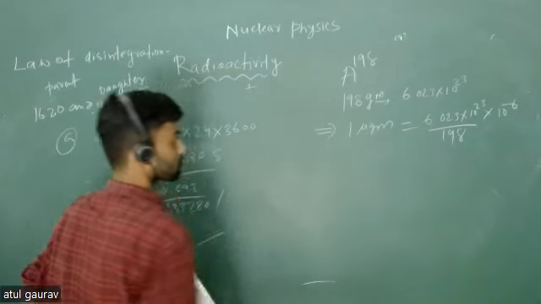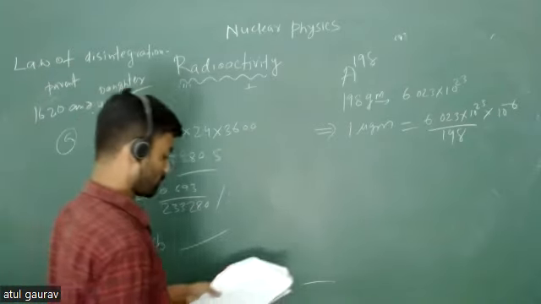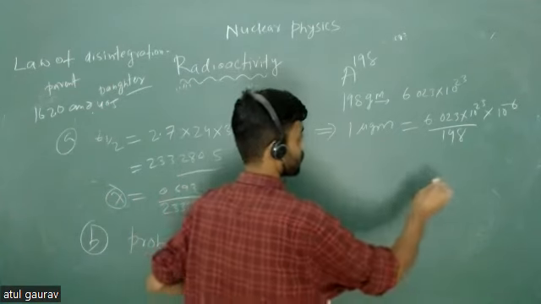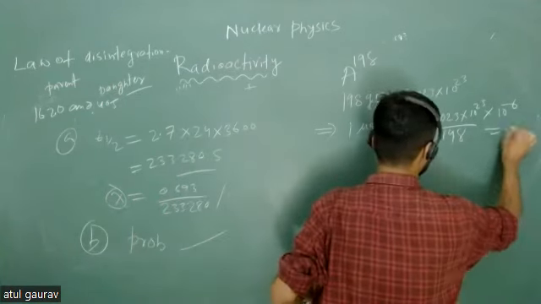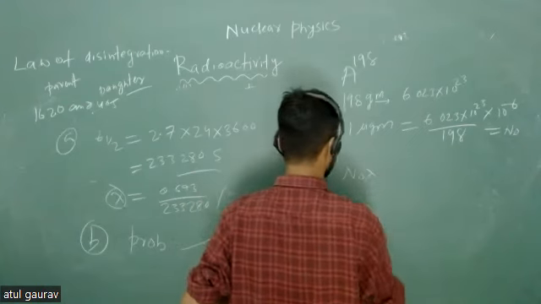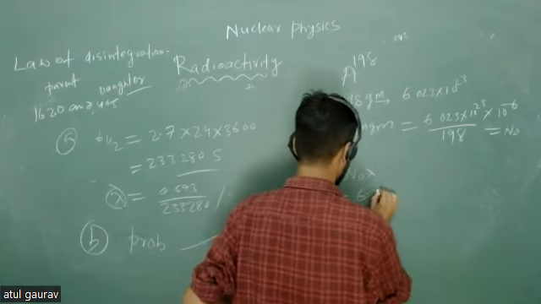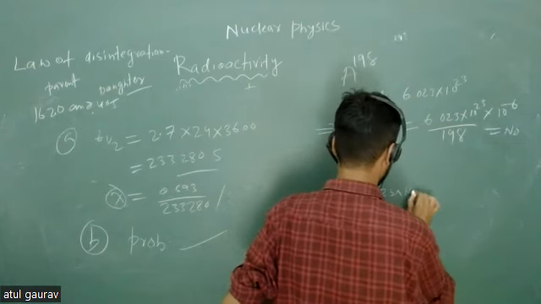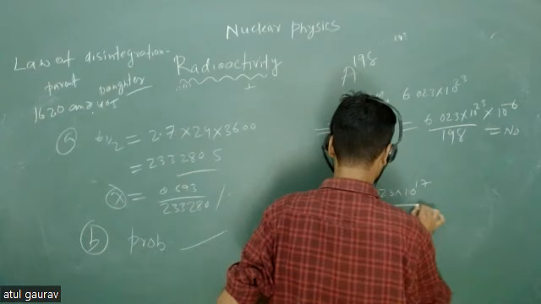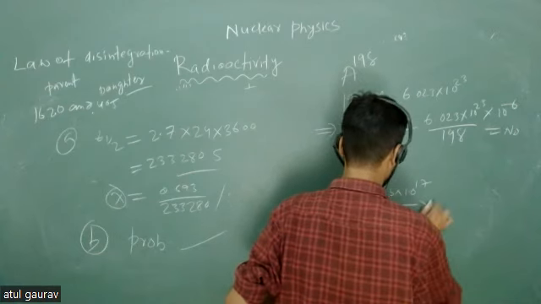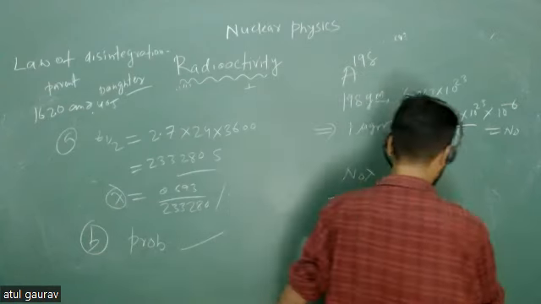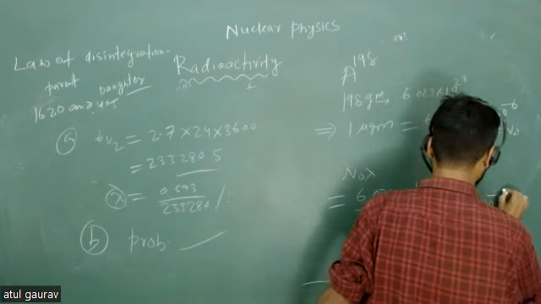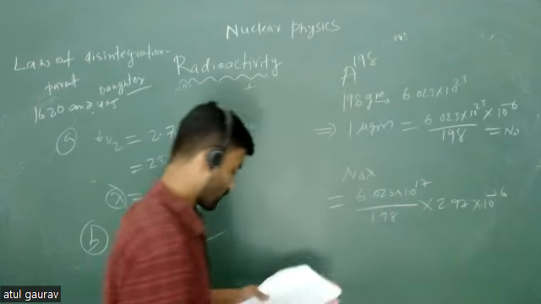Sir, into lambda. Lambda substitute करो. तो this is your n naught. So n naught into lambda. So 6.023 10 की power how much it will be? 17, right? Divide by 198 into lambda was how much? 2.97, right? 2.97 into 10 की power minus 6. आप कैलकुलेट करो, बताओ.